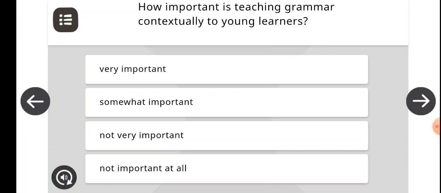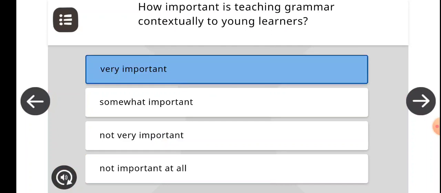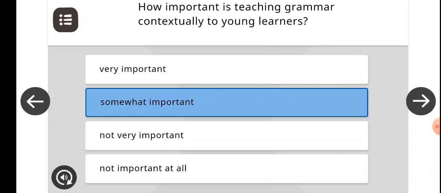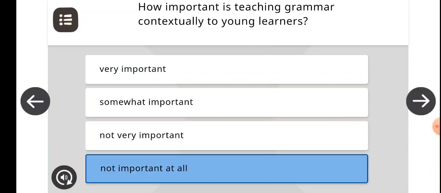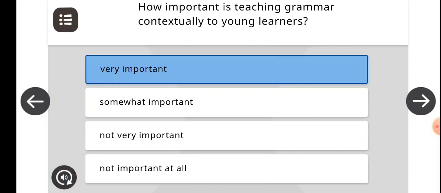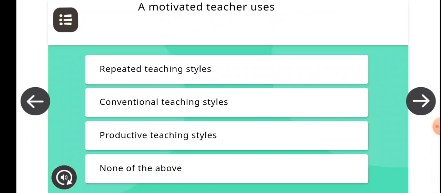How important is teaching grammar contextually to young learners? By dealing with grammar, how important is grammar? Let's have a look. Is it very important? Is teaching grammar contextually somewhat important, not very important, or not important at all? No, it is very important to teach grammar to the students. So option A is the right answer.